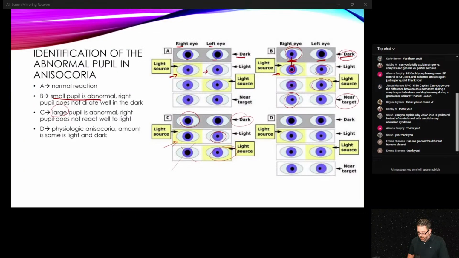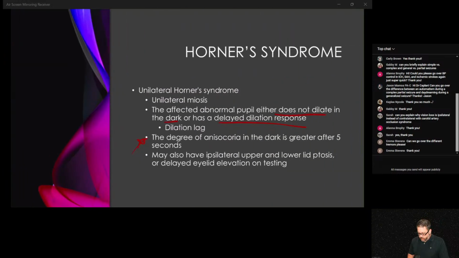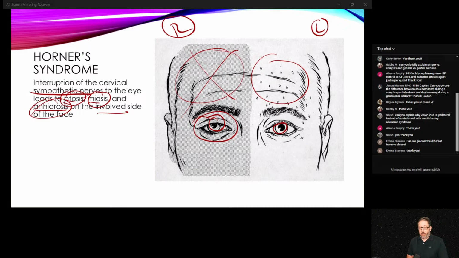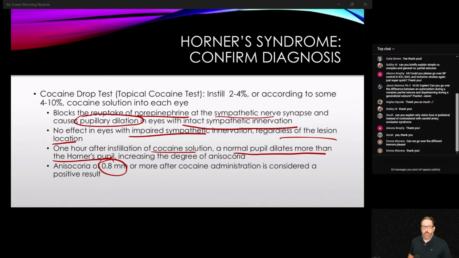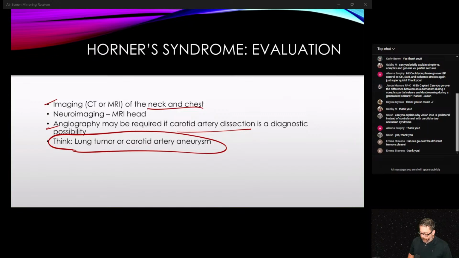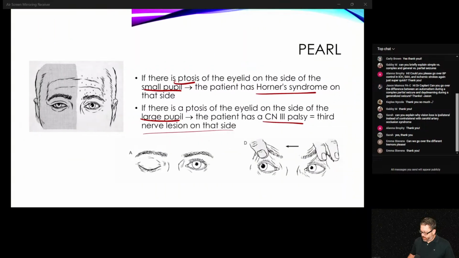Cranial nerves. Remember Horner syndrome, unilateral, ptosis, miosis, and anhidrosis on the same face. The cocaine drop test is the one that you would use to confirm Horner's. Your evaluation, CT imaging, lung tumors are possible there. So remember this one as far as looking at it between a cranial nerve 3 palsy versus Horner syndrome.